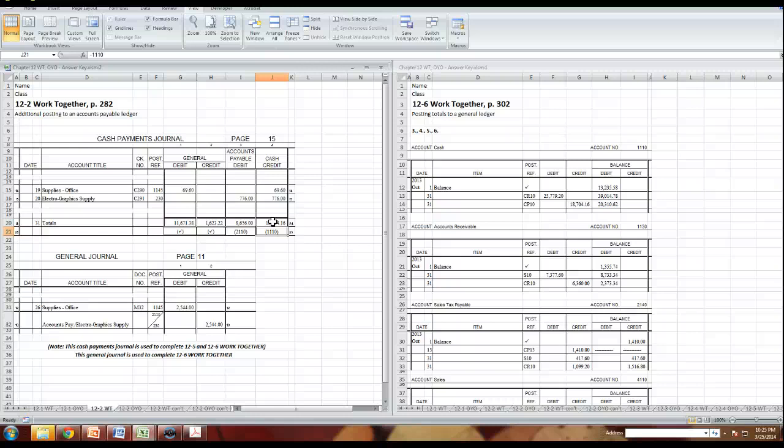Anyway, this is the 12-6 walkthrough, work together walkthrough. It took me 3 tries. We finally got it. Good luck. I hope you guys get this.